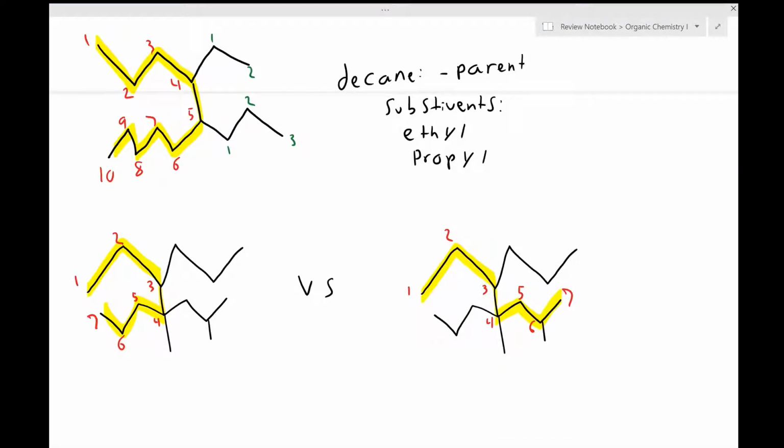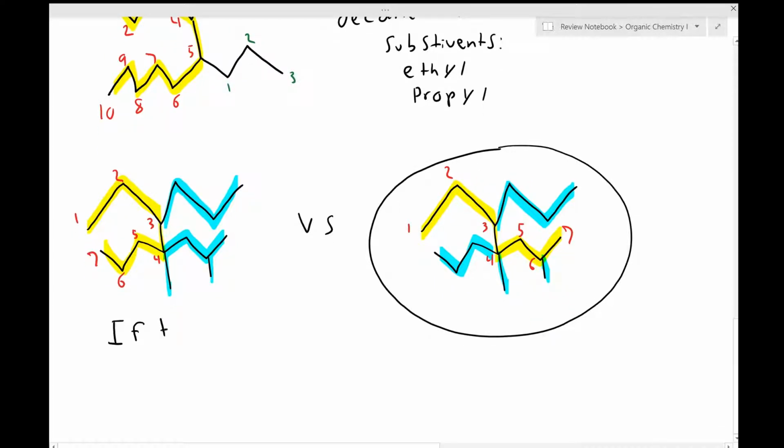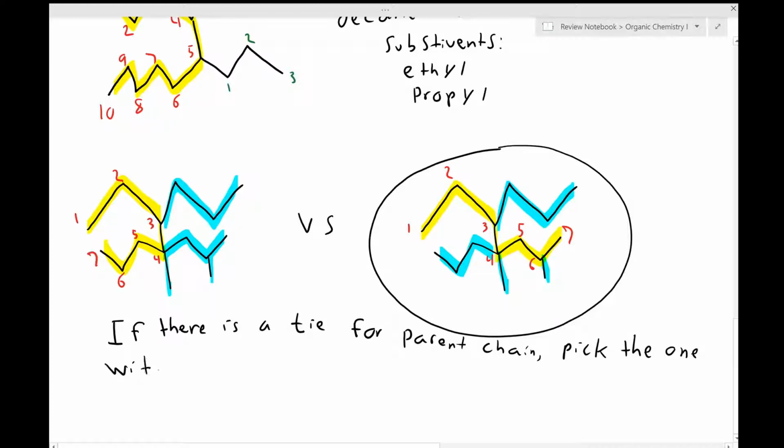Let's count the number of substituents that we have. This would be 1, 2, 3 versus 1, 2, 3, 4. So this is the correct one: the more substituents you can get. So if there is a tie for the parent chain, pick the one with more substituents.